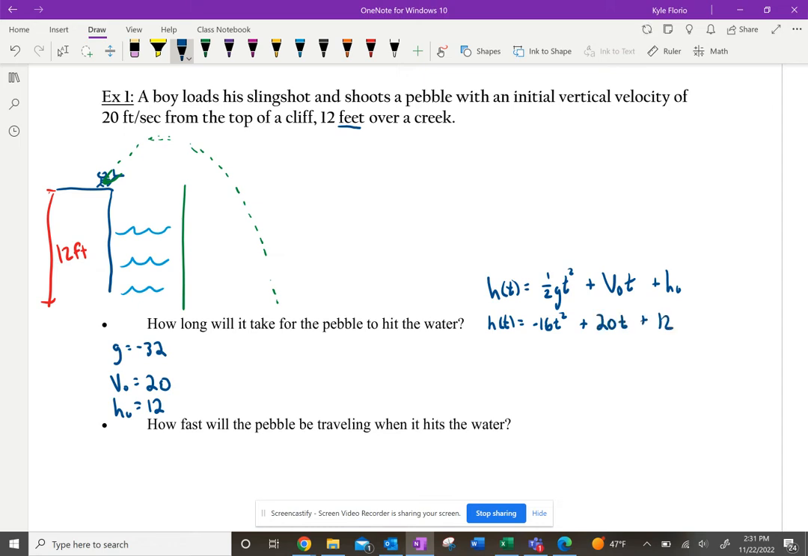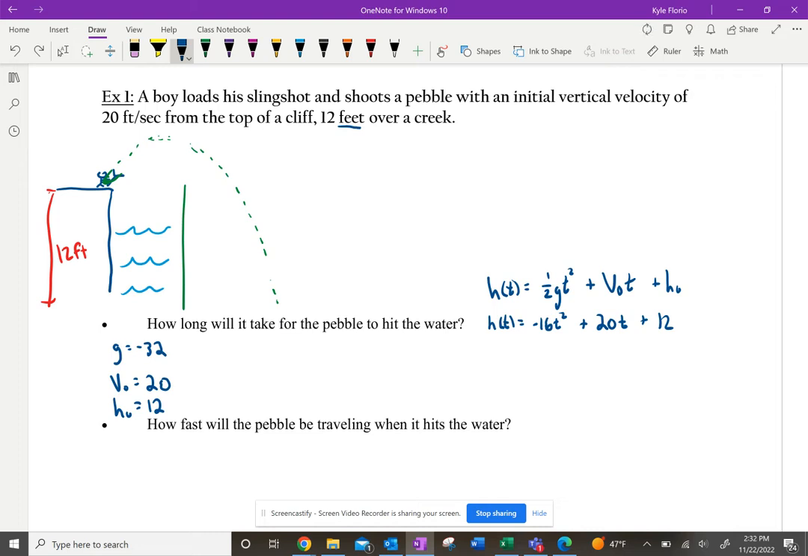And my initial height is 12. Again, this negative 16 came from doing half of g, and half of negative 32 is negative 16. Just know that first term is always going to be negative because when you shoot something to the air, it goes up and then down. So it's always going to end up going down. That's the end behavior.